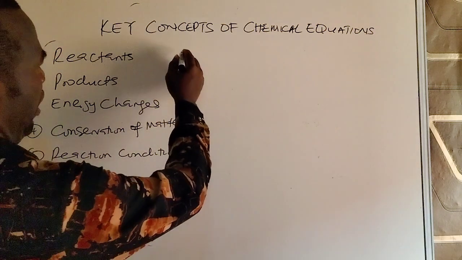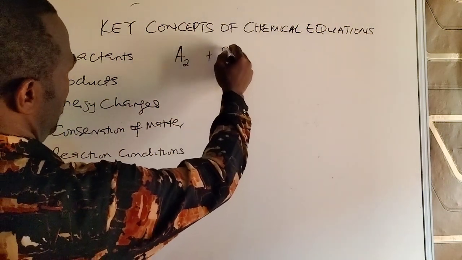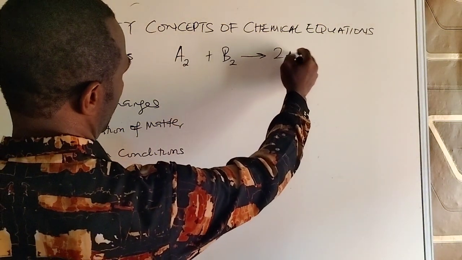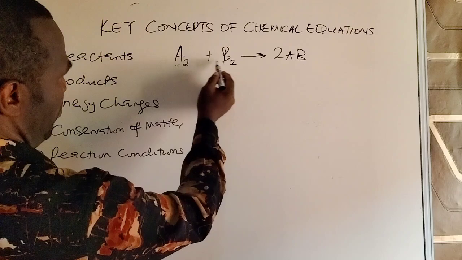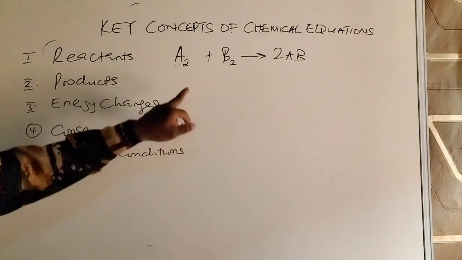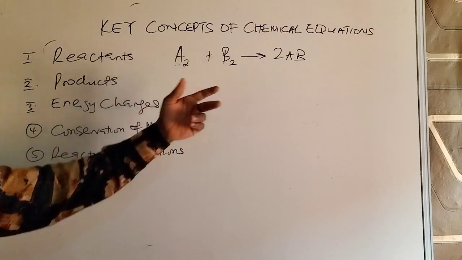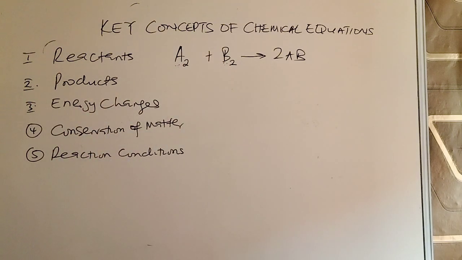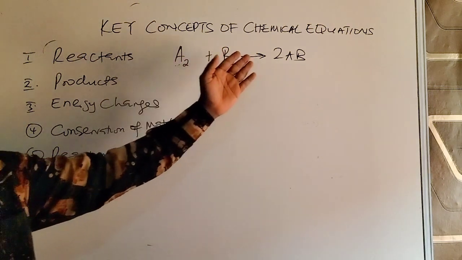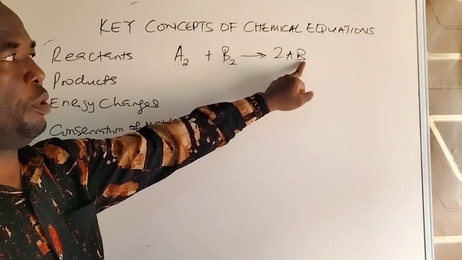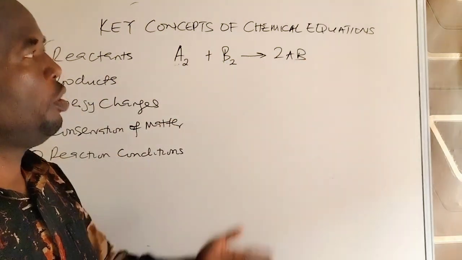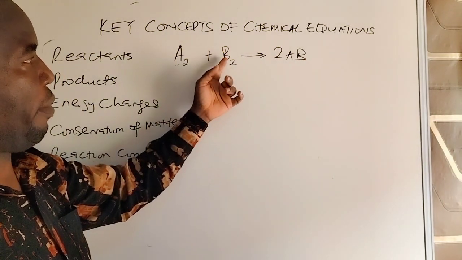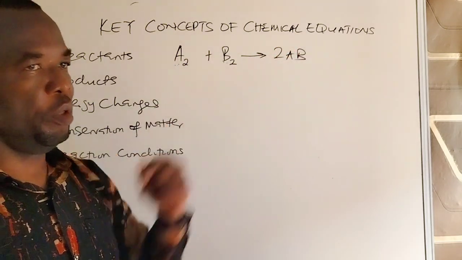For instance, we have A molecule plus B molecule giving us 2AB. These substances that combine, the starting substances, are called reactants. So A molecule and B molecule are the reactants. Then products. The products are the substances formed at the end of the reaction. The product is placed on the right-hand side across the arrow. So AB is the product. In this reaction, two molecules of AB are produced. So 2AB refers to the products, while A molecule and B molecule are reactants.